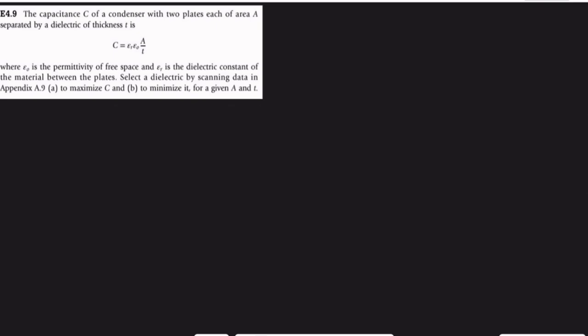Moving on to question 4.9. If you look at this question, they say that the capacitance of a condenser with 2 plates, each of area A, separated by a dielectric of thickness t. So you have a plate like this, and you have another plate, separated by a distance. This is the distance, and you have another plate. So plate 1, plate 2, separated by a distance.